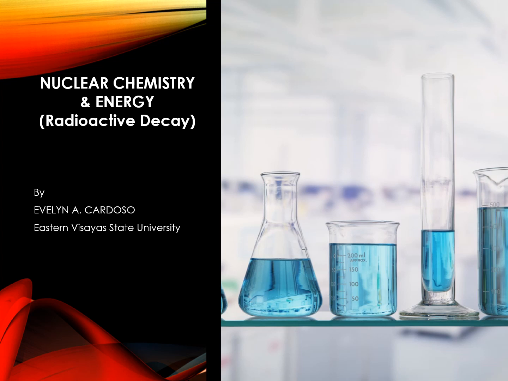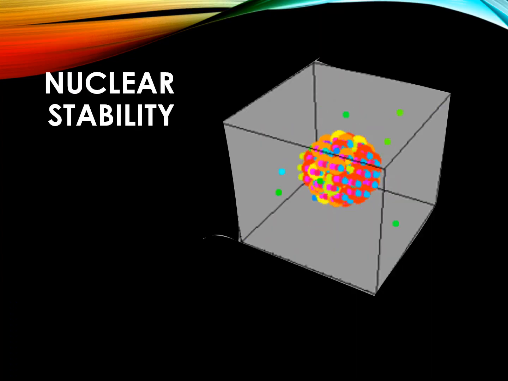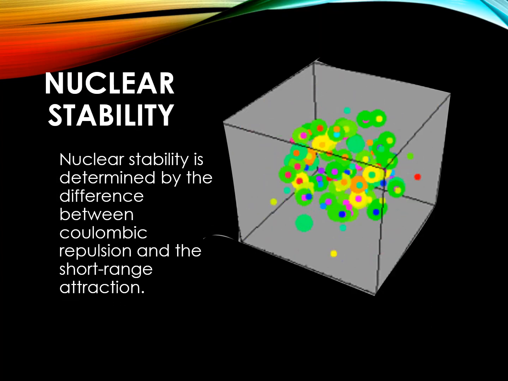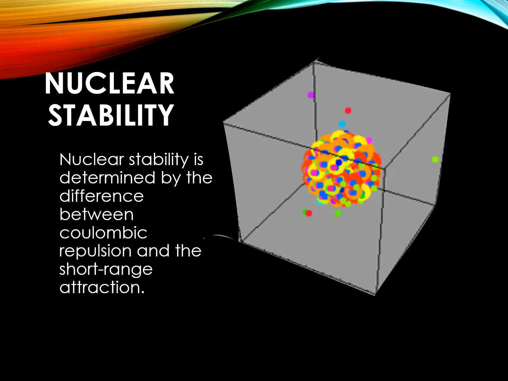Hello, today I'm going to discuss the topic radioactive decay. However, let me provide the premise by discussing first nuclear stability. Okay, nuclear stability is determined by the difference between Coulombic repulsion and short-range attraction.